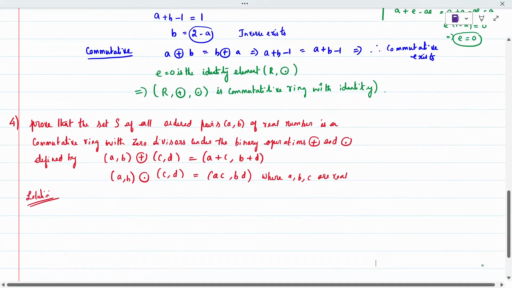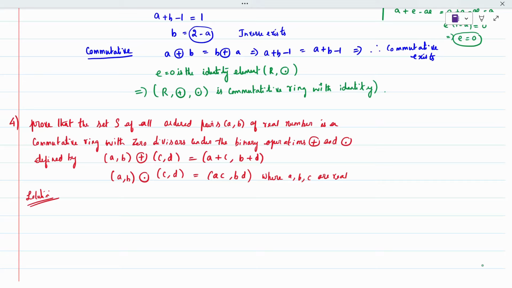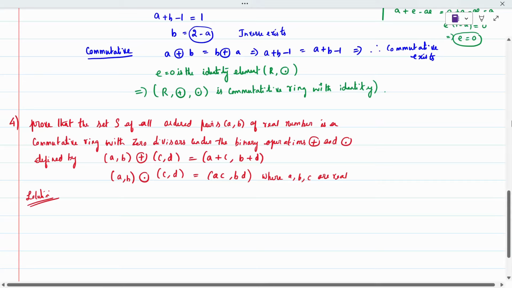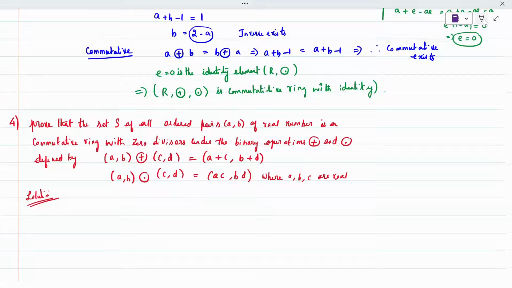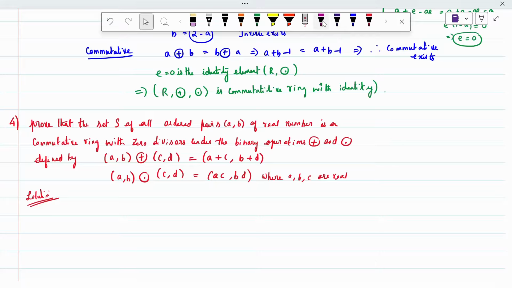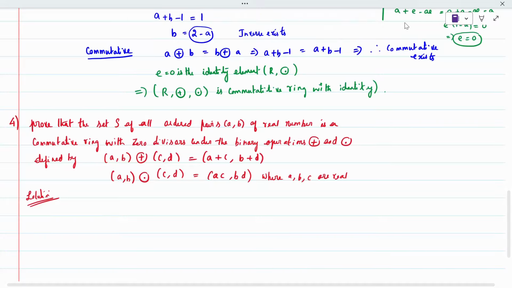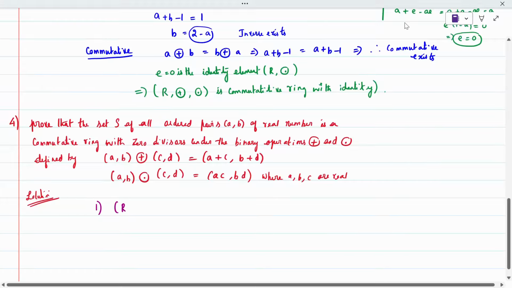Prove that the set of all ordered pairs (a, b) of real numbers is a commutative ring with zero divisor, under plus and dot operation. Some rule has been given, so we need to prove it. When I prove this, what do I have to prove? The same cases. First, I have to take R with plus operation, and I have to prove it is abelian.